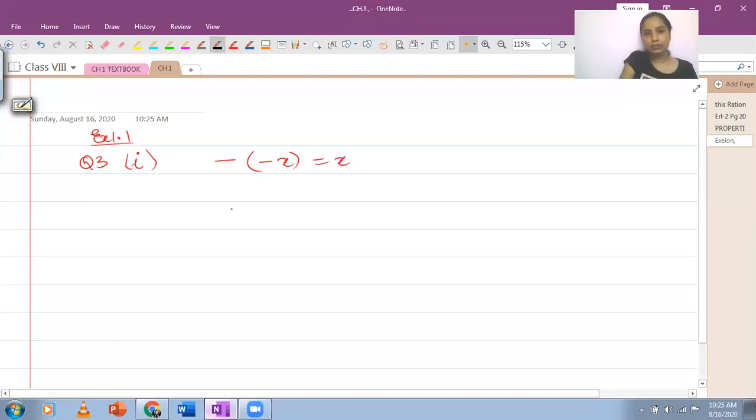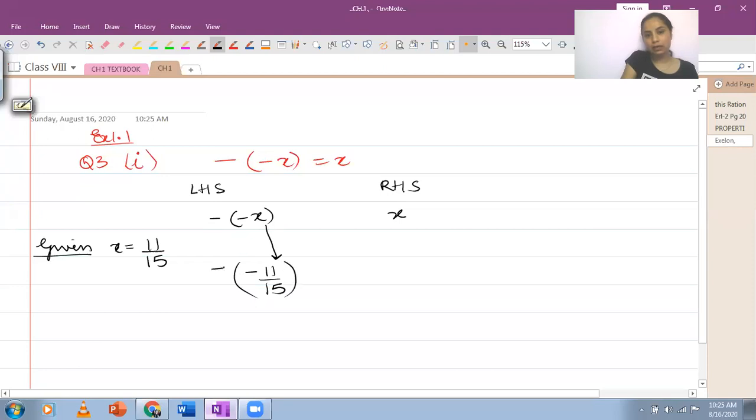The first thing we want to do is separate the two sides, LHS and RHS. So left hand side is this and right hand side is this. And we are given the value of x as, I'll take the first one, 11 by 15. So in place of x, use 11 by 15. And I had a minus, a bracket and a minus. Over here also it's 11 by 15.